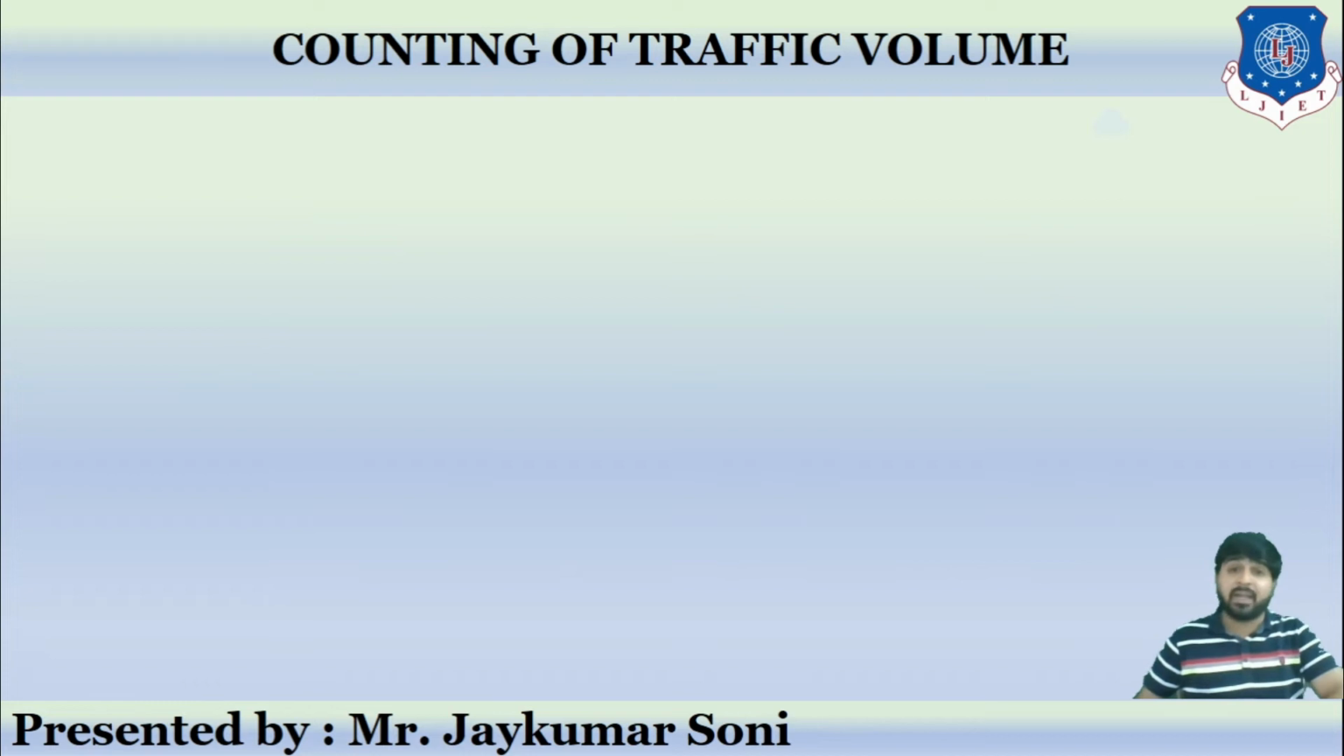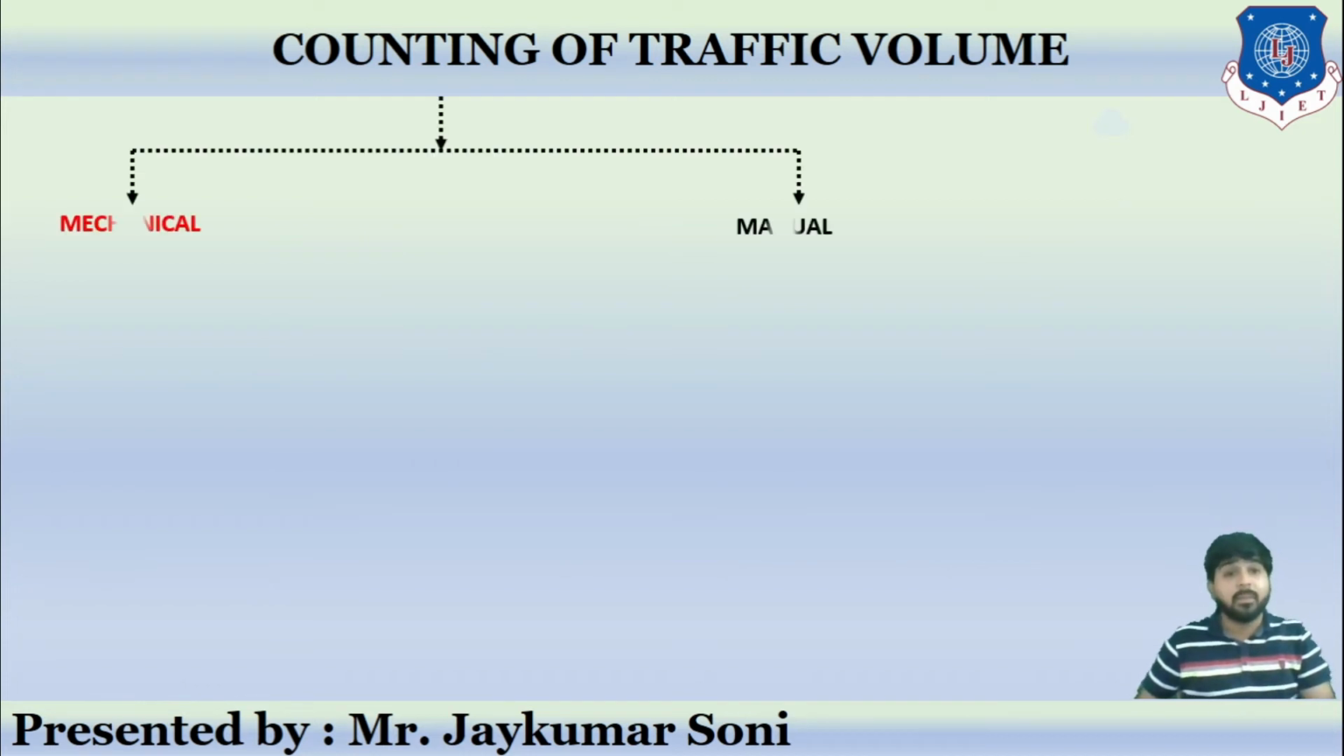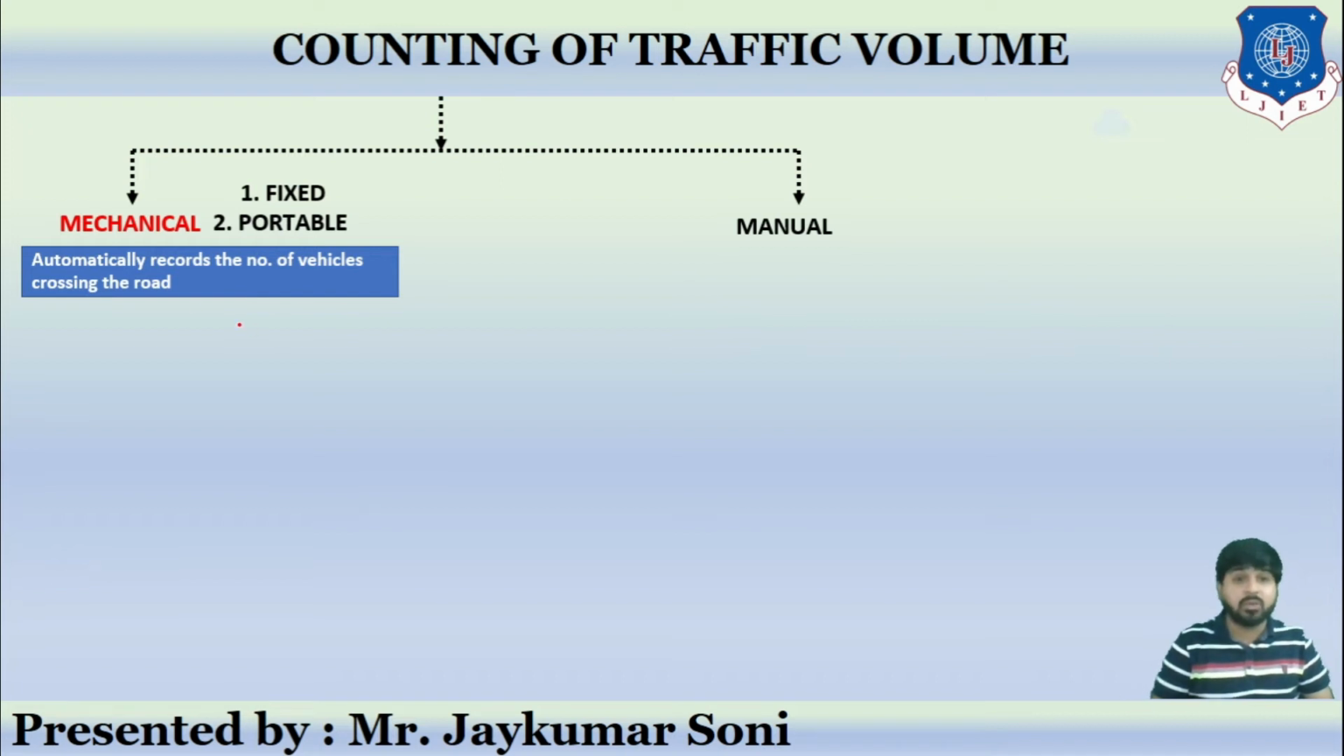So, in order to count the traffic volume, various methods are used. Mechanical counters, also called automatic counters or recording counters, do not require human intervention. Manual counting requires people, human resources. There are two types of mechanical devices, fixed devices and portable devices. Fixed means they cannot be moved from one place to another. Portable means you can pack those tools and transfer them from one place to another. The mechanical counter automatically records the number of vehicles crossing the road.